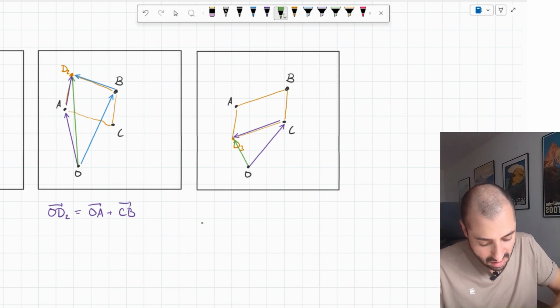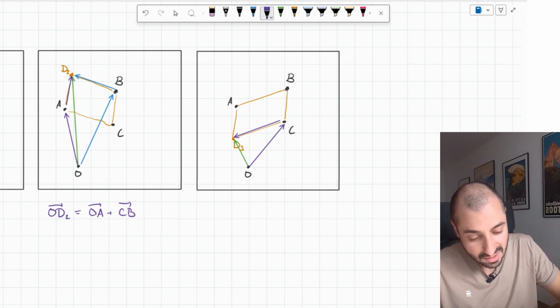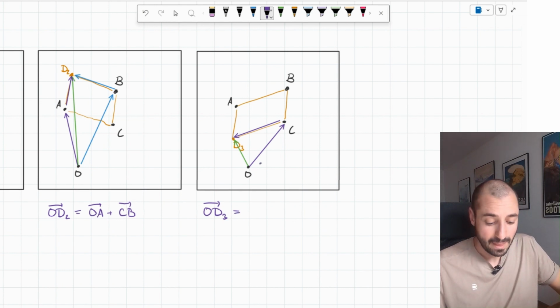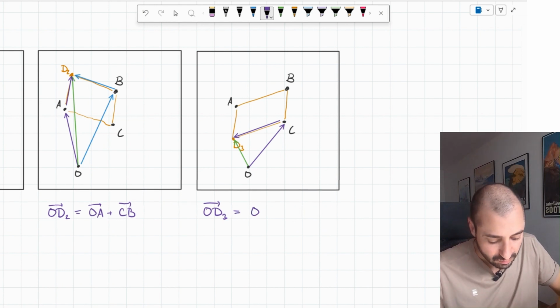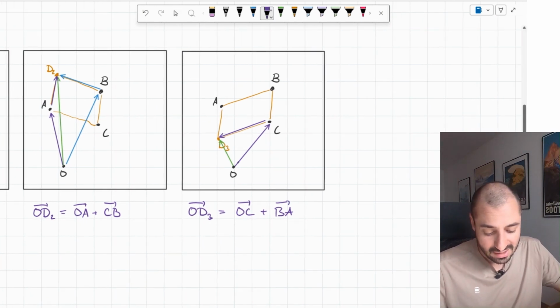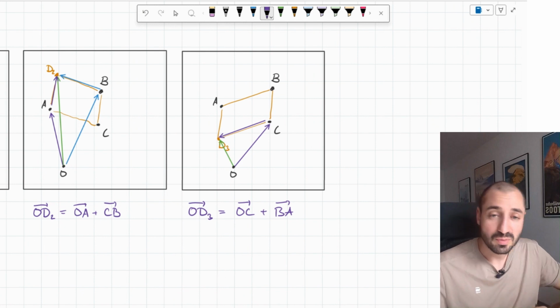So let's keep the purple color. OD3 would be equal to OC plus BA. And again, there are other ways how to get here. So we could also go up to A, so OA, and then plus BC. That would also be a possibility.